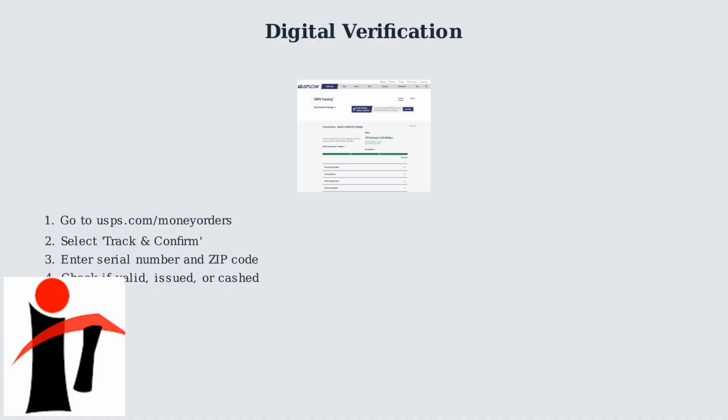The system will show if the money order is valid, issued, or already cashed. Status checks are available 24/7 online. Possible statuses include issued for uncashed orders, cashed when redeemed, canceled, or held for investigations.